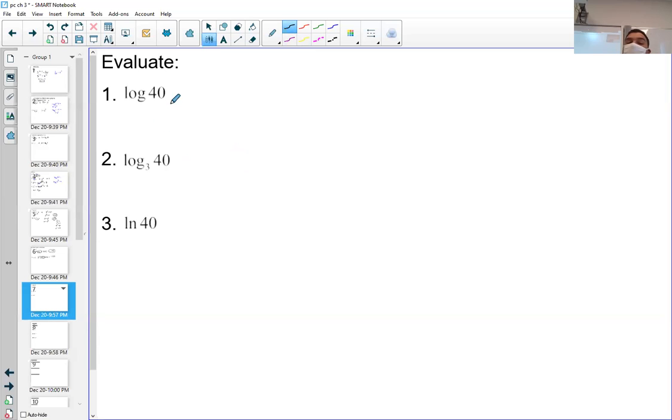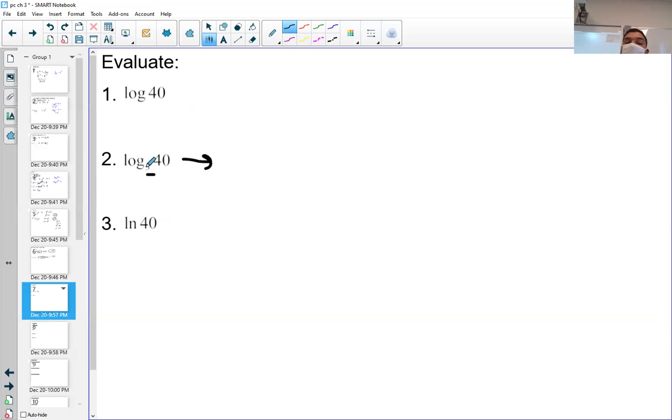I want to talk about the middle one. The top one and the bottom one you could do in your calculator. For number 2, you have a log that's not base 10 nor natural log. So what we need to do is rewrite it.